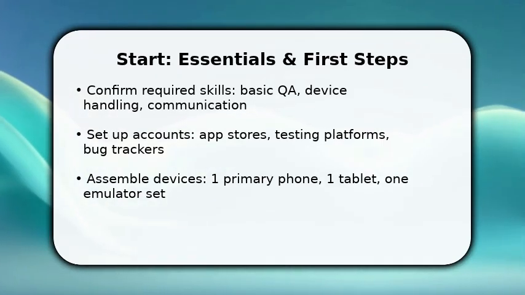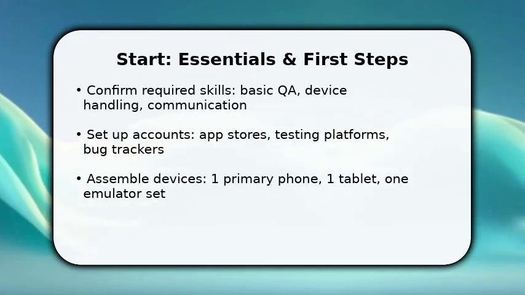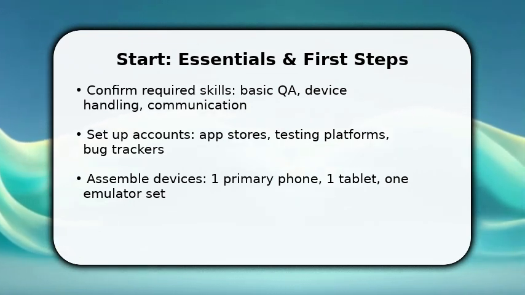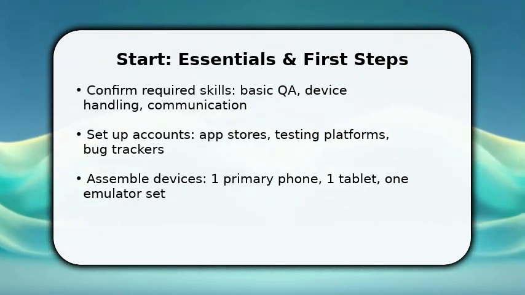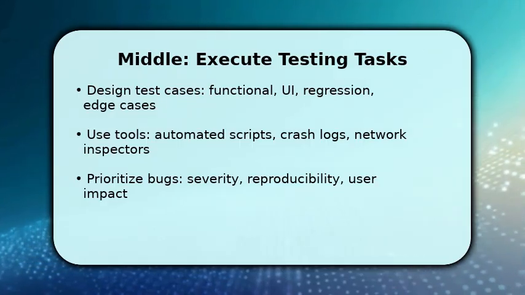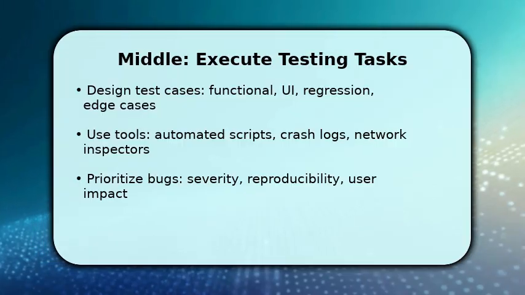Make sure to gather at least one real phone and a tablet to validate touch gestures and orientation issues before moving to deeper test design steps. You now design and execute detailed test cases that cover functional flows, user interface nuances, and edge scenarios. This is where depth matters.